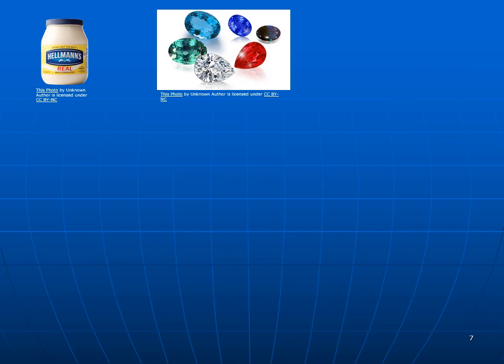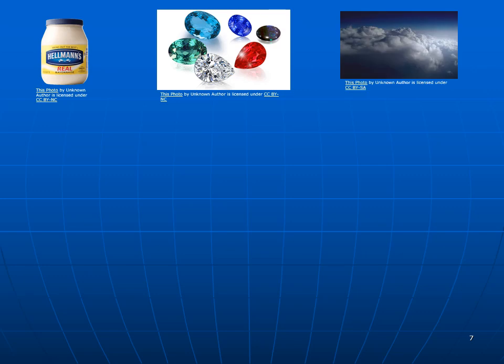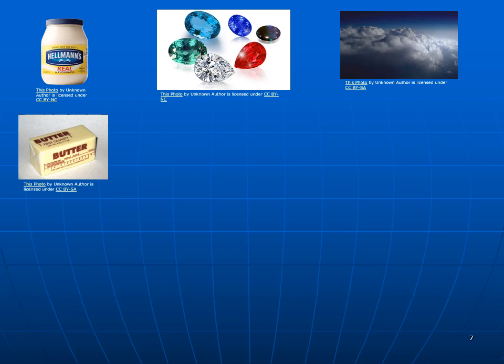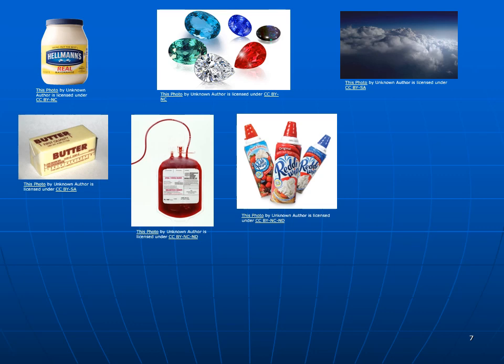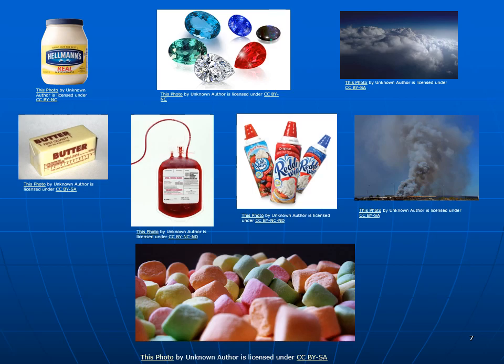Now, next I'm going to ask you to think about each of the pictures that I've got up here and how, as a combination, they're all similar. So we have mayonnaise, gems, clouds, butter, blood, whipped cream, smoke, and marshmallows. So take a few seconds and just think for a moment about how these are all related to each other.